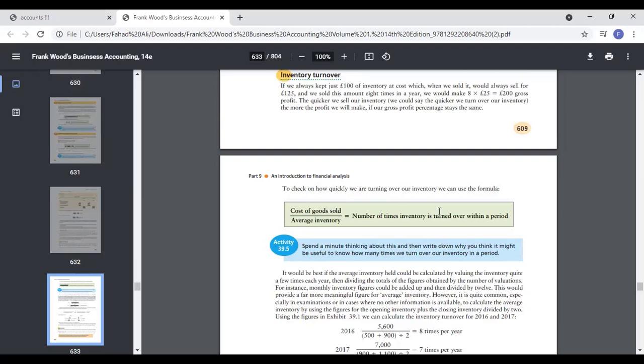Inventory turnover is the number of times inventory is turned over within a period, as it is written. The formula is cost of goods sold, which you will get from the income statement. Very easy. And how do you get the average? How do you get the average of anything? By adding and dividing by the number of items. If there are 5 homes and every home is getting a bill of 15,000, all the 15,000 will be added and divided by 5. So the answer will be 15,000.